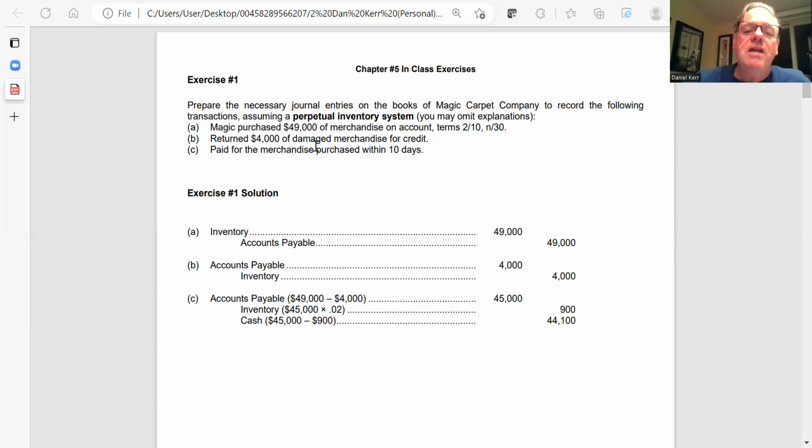B, return $4,000 worth of damaged merchandise for credit. So here we're returning merchandise that we had previously purchased. And we're returning it to get credit, which means we're going to reduce the amount that we owe the company. So to reduce the liability, you're going to debit accounts payable. And anytime, in a perpetual system, anytime you adjust inventory, you've got to record a journal entry to show the change in inventory. So a $4,000 return of inventory would be a debit to accounts payable and a credit to inventory.